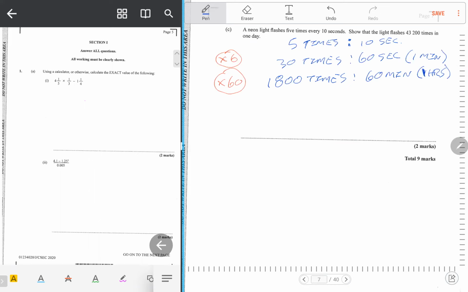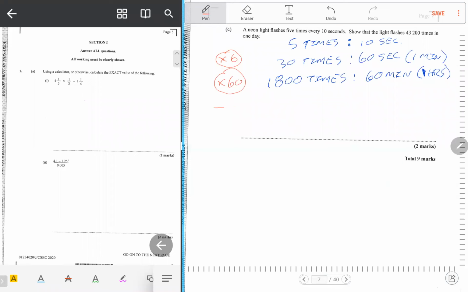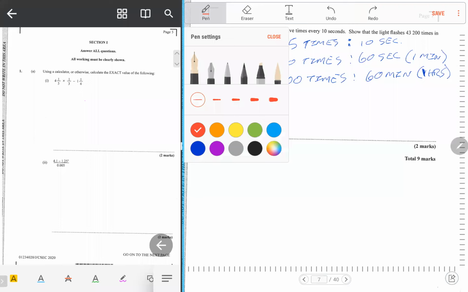So to reach the day now, multiply by 24. Yeah. Multiply by 24 now, to carry it up to 24 hours. So multiply the 1800 by 24, and we're supposed to get the answer they gave. 43,200. Good. So it comes out.